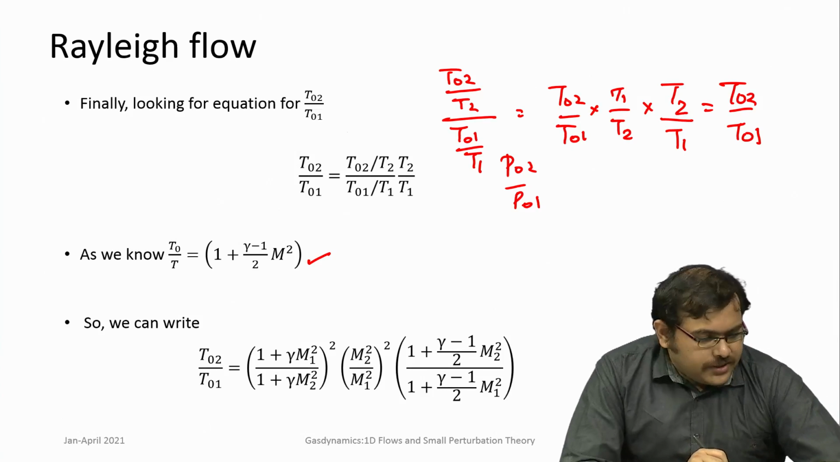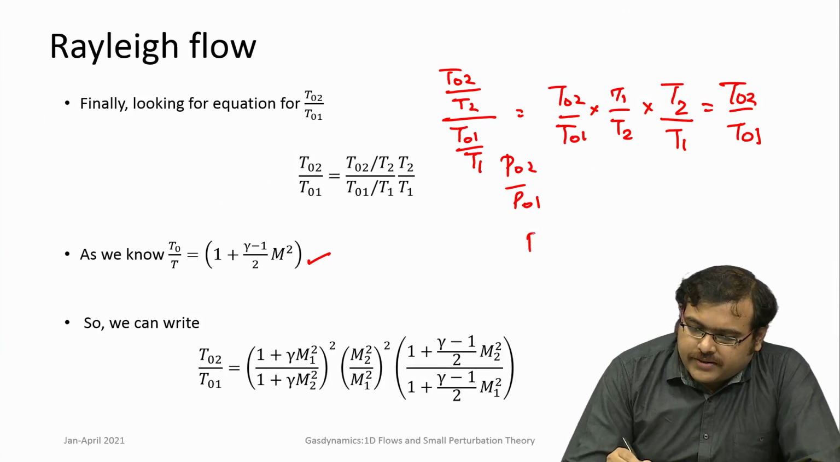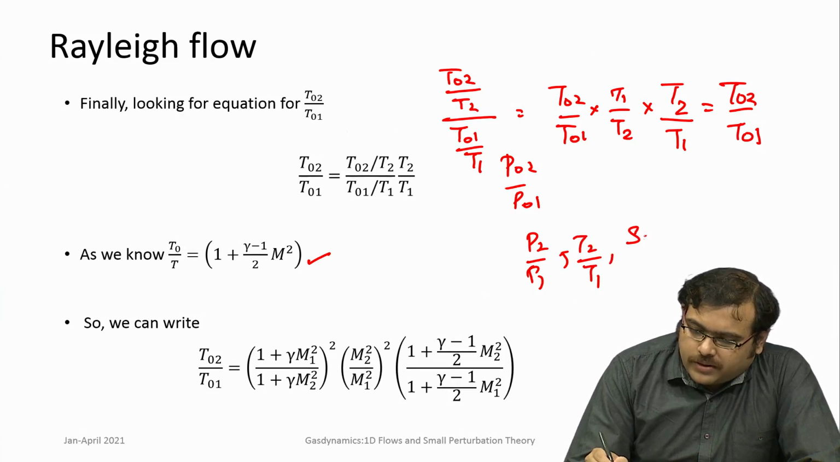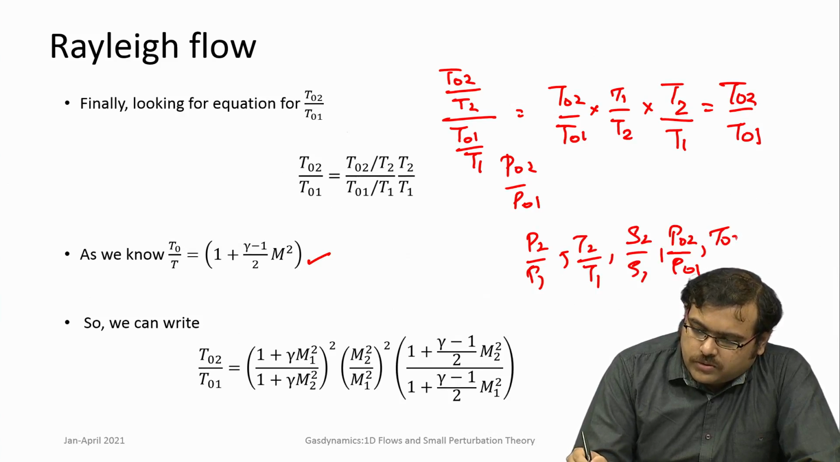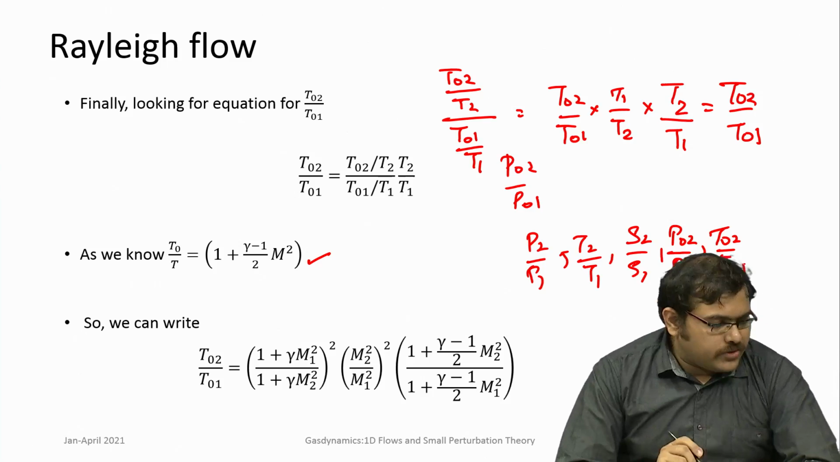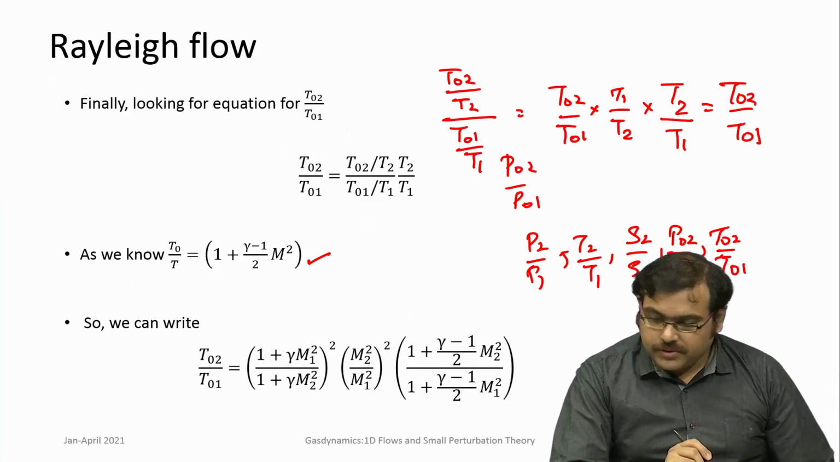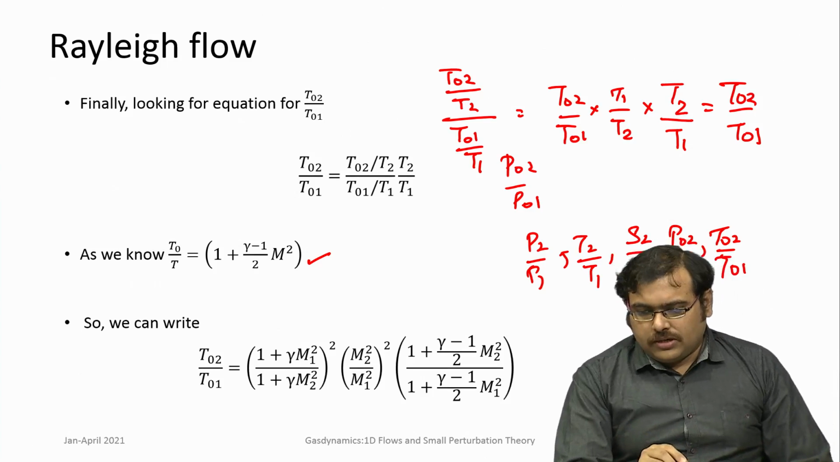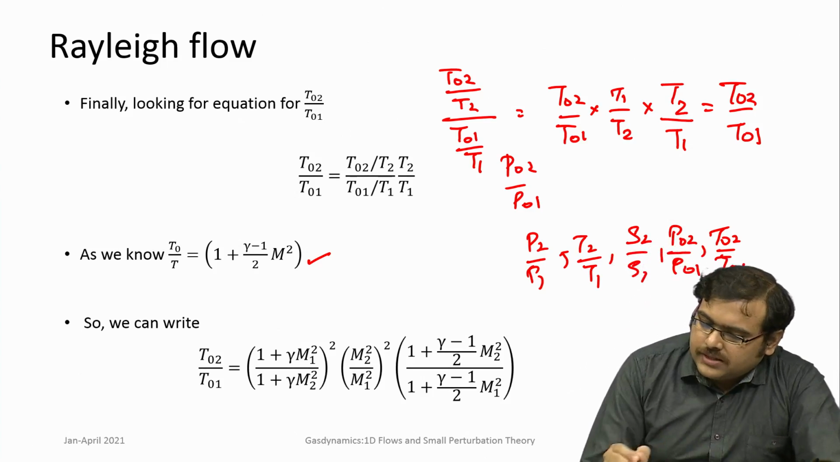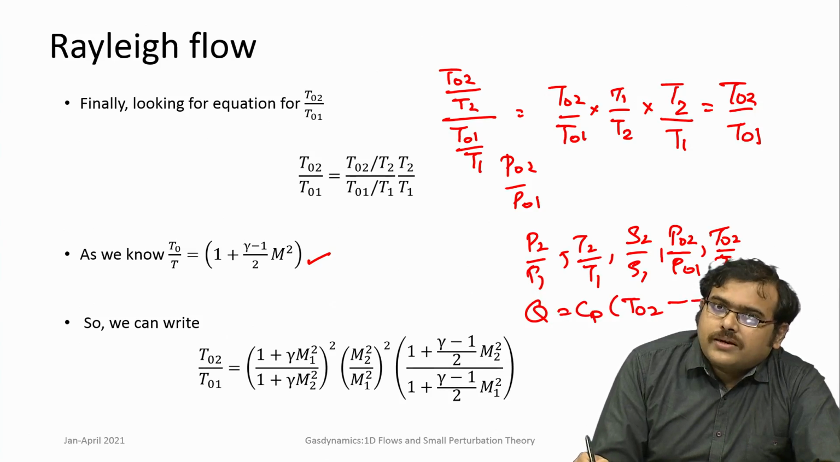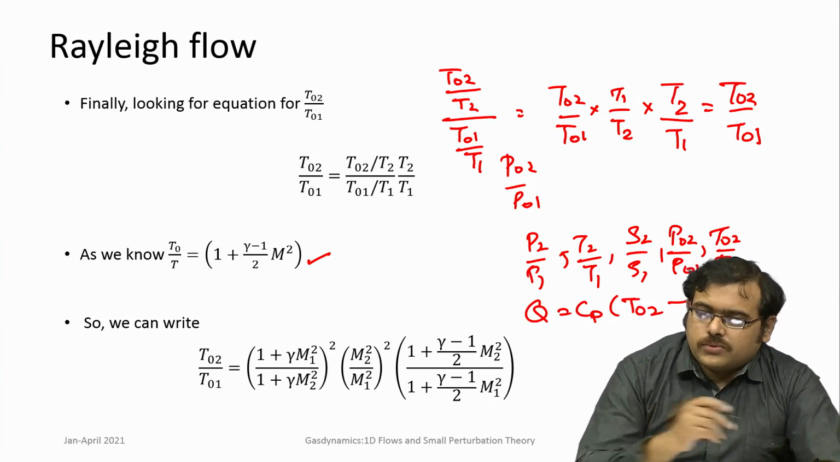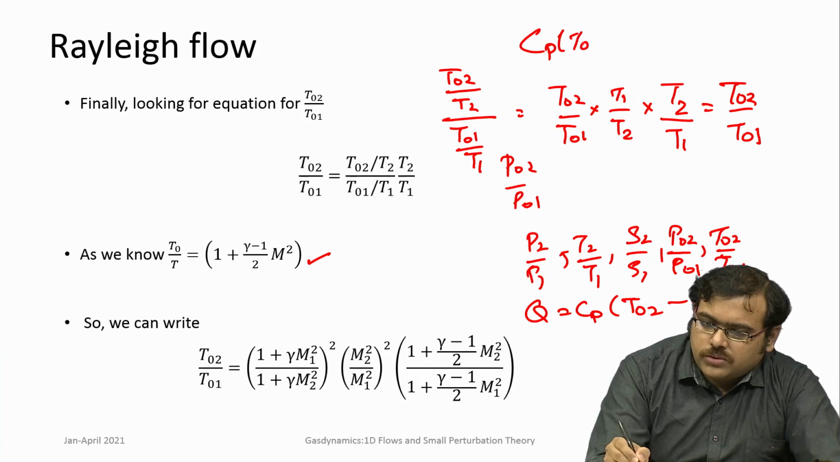So, using these set of equations, we get P2 by P1, T2 by T1, rho 2 by rho 1, and P02 by P01, T02 by T01. But the main principle here when we look at Rayleigh flows is that the heat added Q is Cp multiplied by T02 minus T01. Okay. So, it is Cp T02 minus T01 is equal to Q.